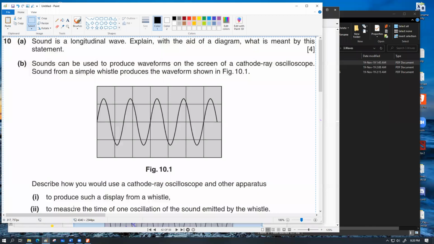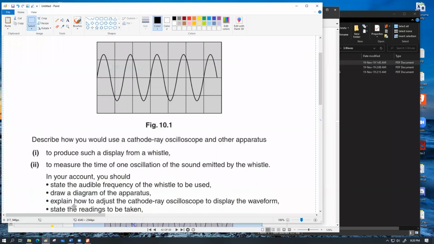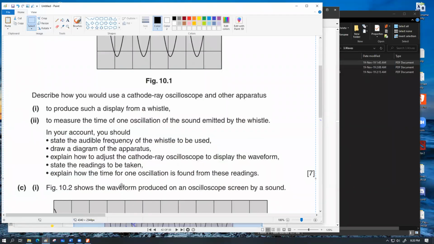produce waveforms on the screen of a cathode ray oscilloscope. Sounds from a simple whistle produce the waveform shown in figure 10.1. Describe how you would use a cathode ray oscilloscope and other apparatus to produce such a display and to measure the time of one oscillation of the sound emitted by the whistle. In your account, you should state the audible frequency of the whistle to be used.